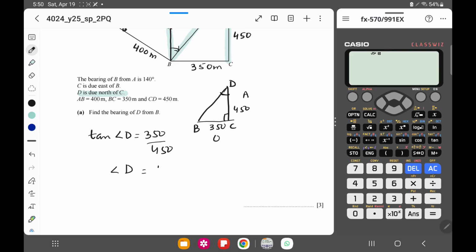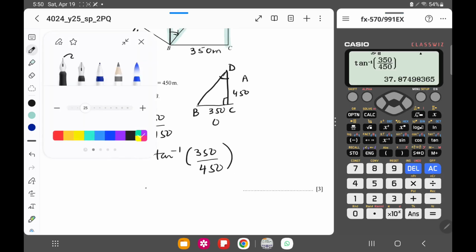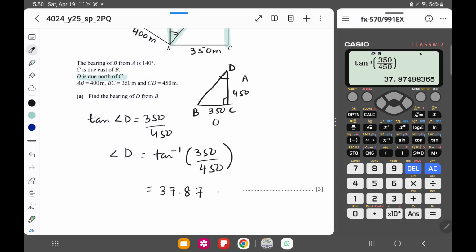Angle D is equal to tan inverse 350 upon 450. Shift tan inverse, and then 350 upon 450. That is equal to 37.87. So 37.87 degrees, or 37.9 degrees corrected to 1 decimal place.